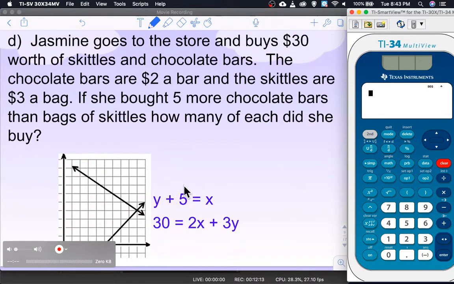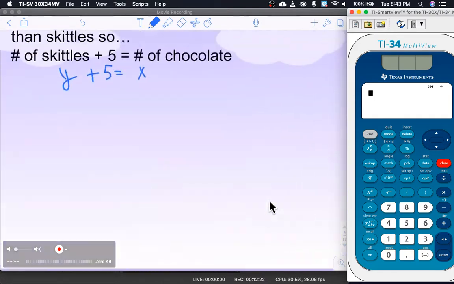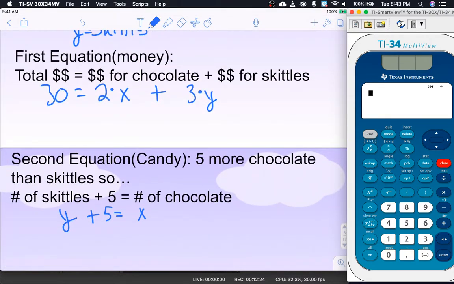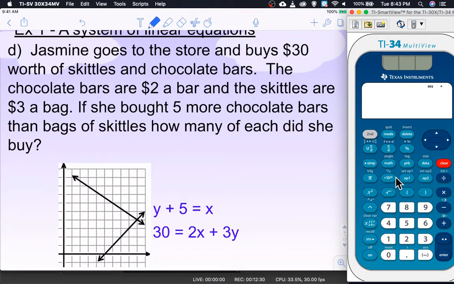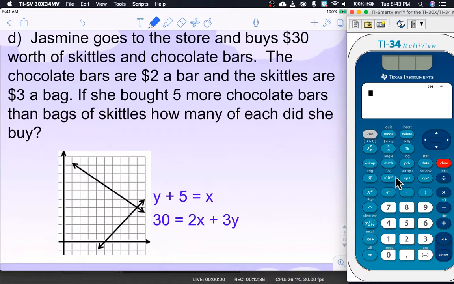So here, these are those same 2 equations we came up with. There's the y plus 5 equals x. There's the 30 equals 2x plus 3y. Those are the exact same equations from here. All I've done now is graph them. So we can see, based off this graph, how many she bought of each. My solution to this system of equations is this point right here. It's where the lines intersect. That is the point 9 comma 4.